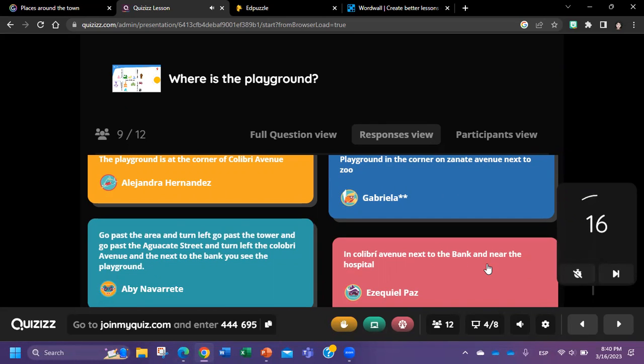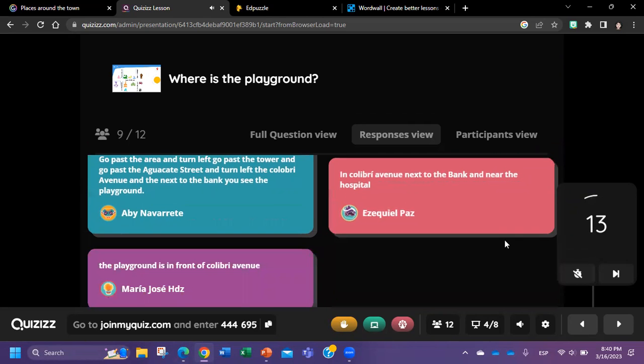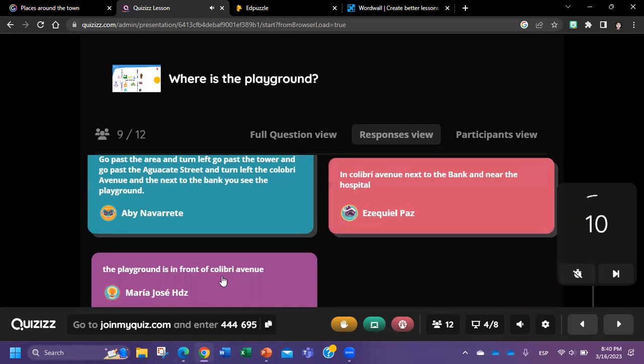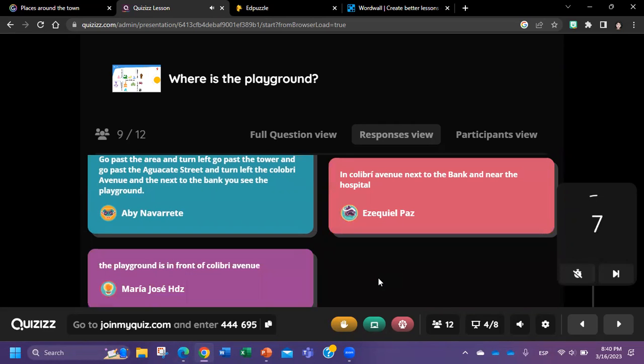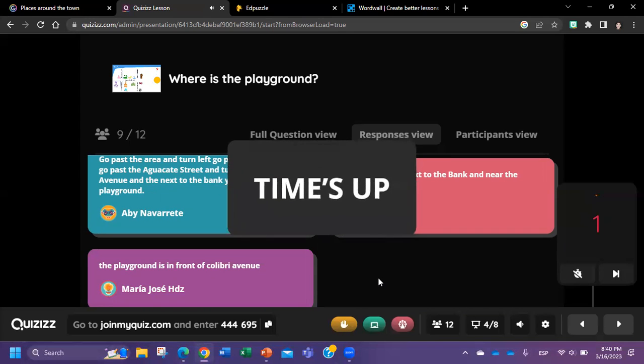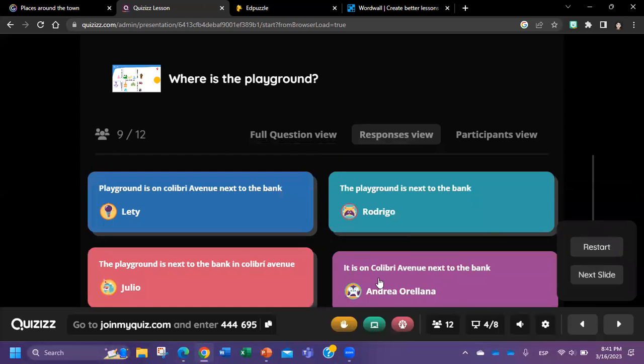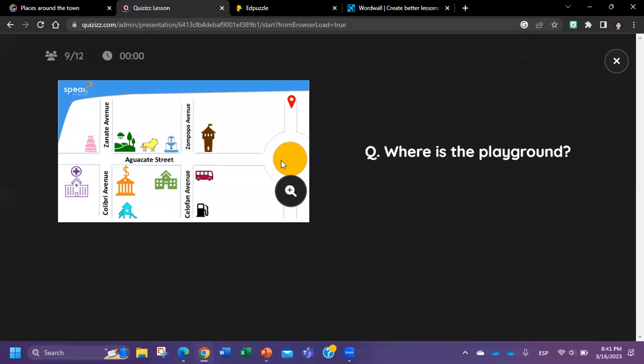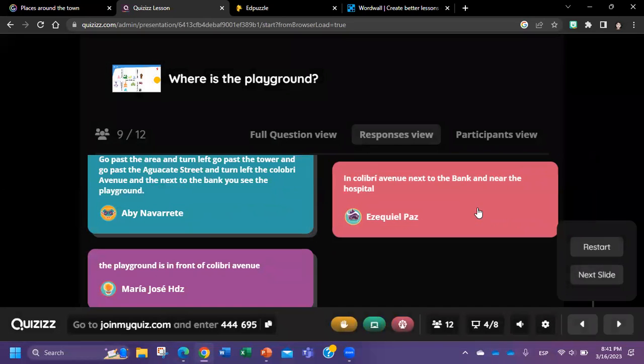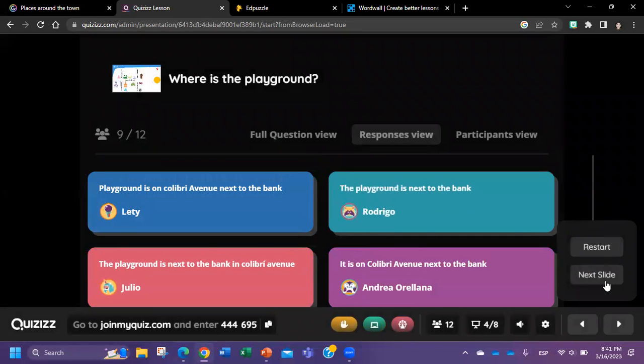On Colibri Avenue, next to the bank, and near the hospital. Okay, just again. In front of Colibri Avenue. Okay, since Colibri Avenue is an avenue, like a street, for example, or a place where you can walk, we cannot say that it is in front of that. We say that it is on the street, on Colibri Avenue, on Sompopo Avenue, on the other avenues that we have there, on Sanate Avenue, for example, but you cannot say that it's in front of the avenue, okay? But very nice, excellent, everybody. We are practicing. Let's continue.